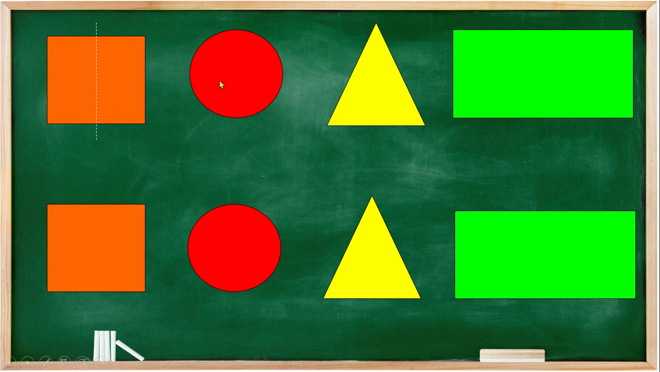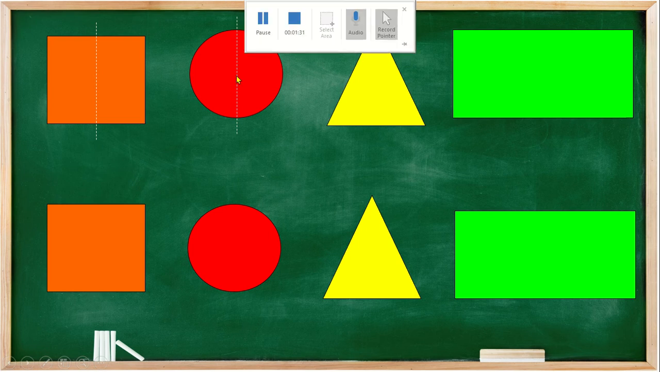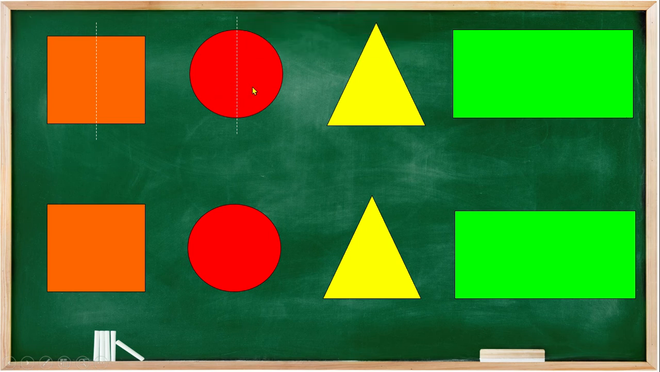Then we have Cindy's circle, and I can draw a line straight through her and on the half, dividing her into two pieces, and she looks the same on both sides. I could really have drawn the line anywhere halfway through her and she would look the same on both sides because she is a circle.